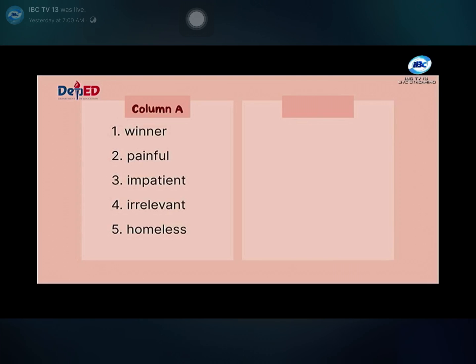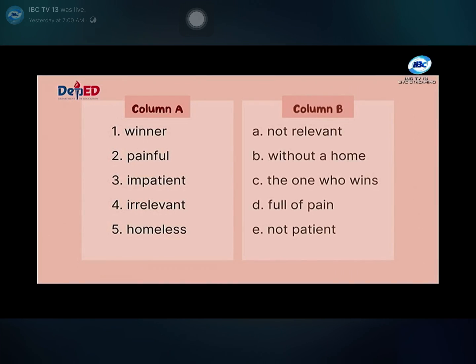For column B, here are the words that you should choose from. Not relevant, without a home, the one who wins, full of pain, not patient. Now, let's check your answers.